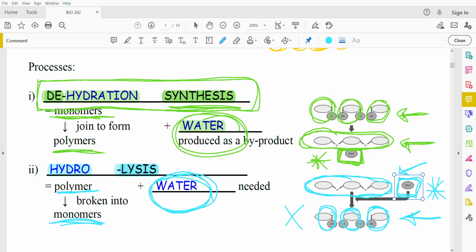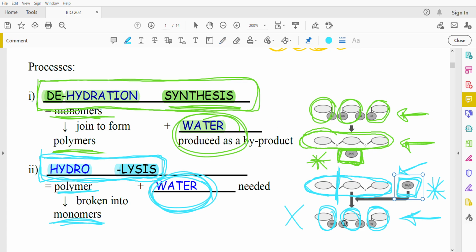So we're using water to break apart these bonds between the polymers that we see here, and they break up into monomers. So on this one, we were talking about hydrolysis. We're breaking something apart with the help of water. So those were the 2 basic processes that we needed to know in this chapter.